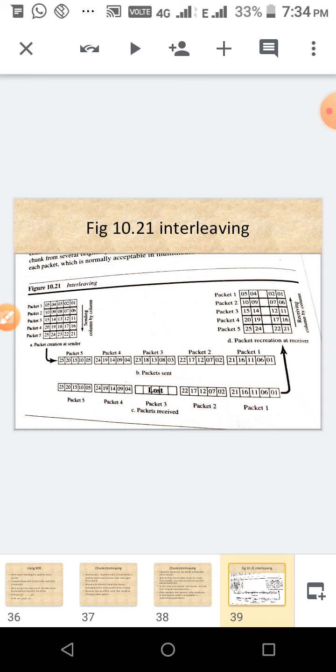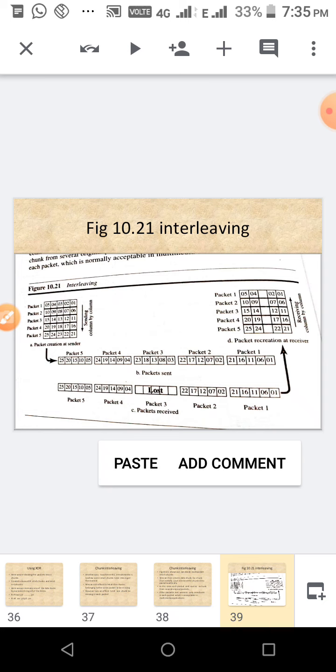See, actually the format of the first packet is 5 4 3 2 1, but while sending, listen here. In the first row, packet 5 contains chunks 25, 20, 15, 10, 5. See, 25 is from the 5th packet, 20 is from the 4th packet, 15 is from the 3rd packet, 10 is from the 2nd packet, and 5 is from the 1st packet. So instead of sending one whole packet, we are combining chunks from several packets and sending them.